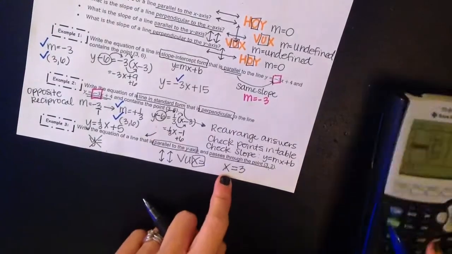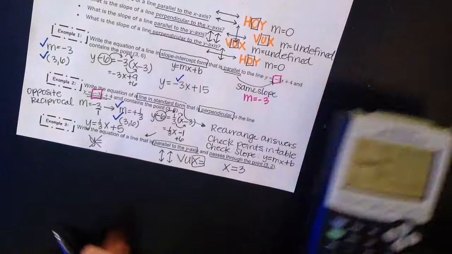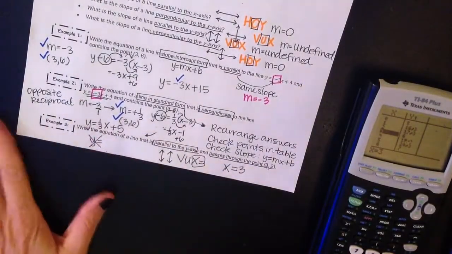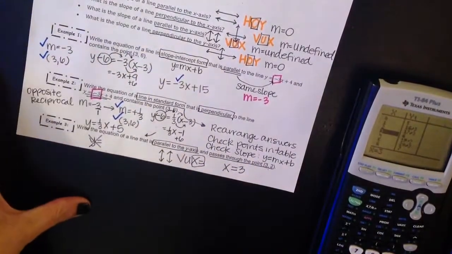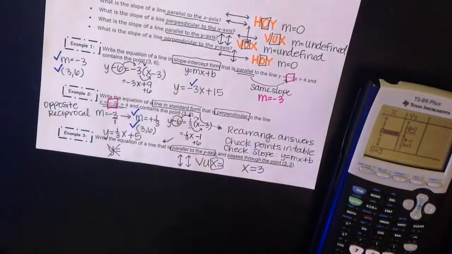You cannot graph vertical lines because you don't have an x equals button. You only have a y equals button. So you could have checked the horizontal line in your calculator. Hopefully this helped, showed you how you can use your calculator to help you with direct variation and horizontal, vertical, perpendicular, and parallel lines.